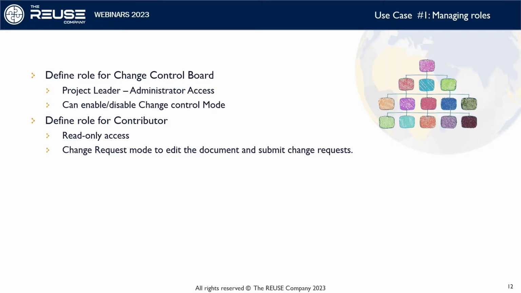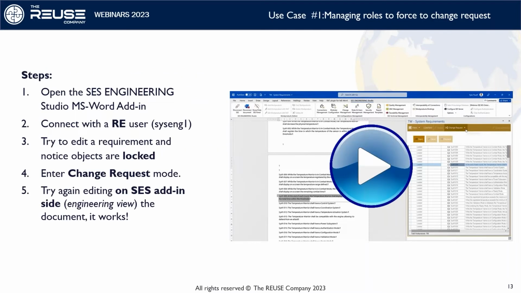And also define contributors, so who can access the document. So not everyone can access the document, of course, and among those accessing the document, who will be capable of creating change requests. So read-only access for those, except in change request mode, which is temporarily keeping your suggestions as before until the change control board decides to either accept or reject. So the process is pretty clear. Now we have to check with some examples how this is performed.